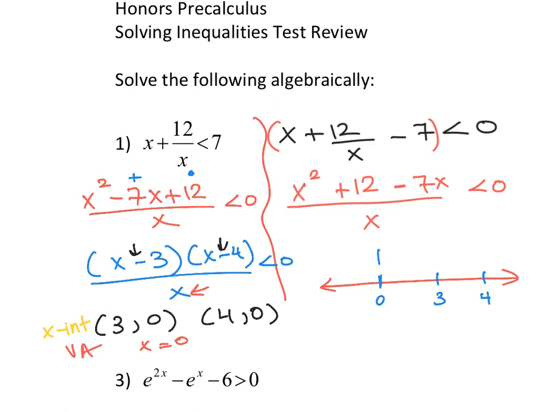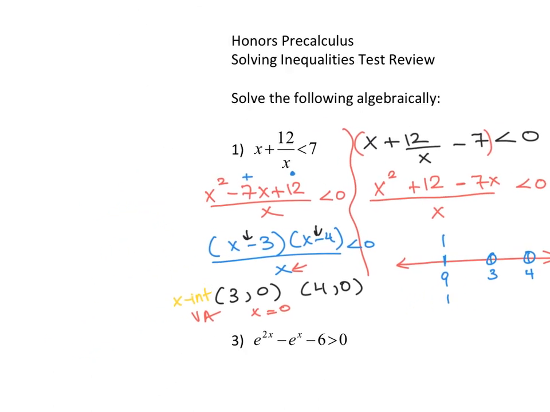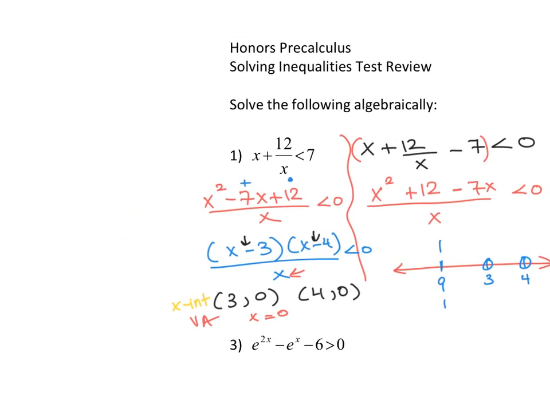So let's put them in order. So 0 is a vertical asymptote. At 3 and 4, these are x-intercepts, but I only want the negative value. So I'm going to put open circles at 3 and 4, so I would remember not to include them in my solution. Now I need to check the signs for a number less than 0, a number between 0 and 3, a number between 3 and 4, and a number that's above 4. So let's create a sign table and figure out what the signs will be.